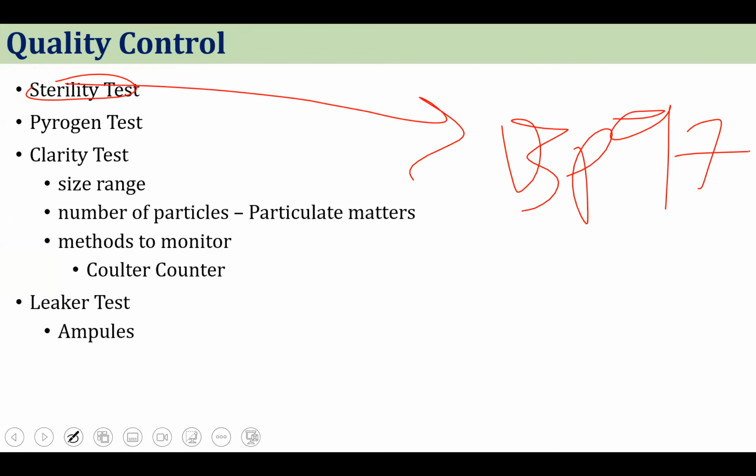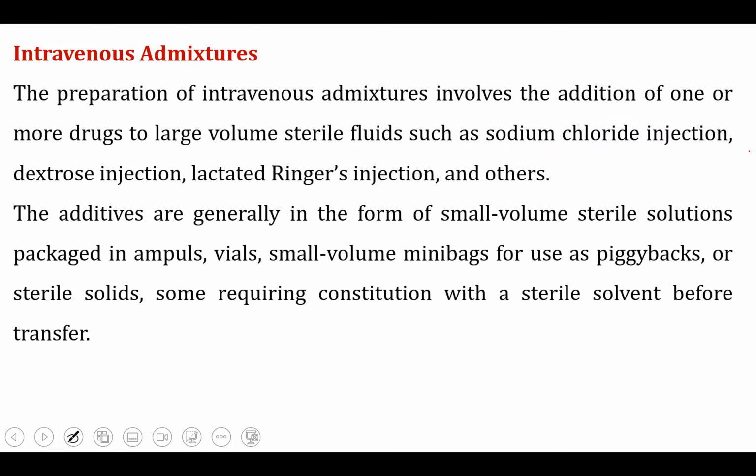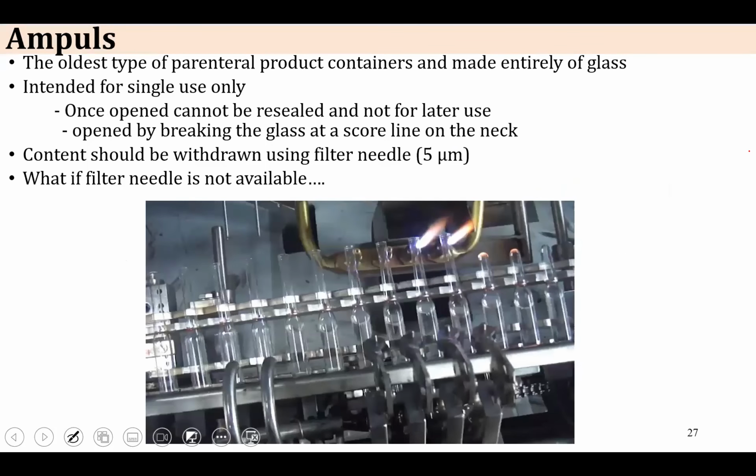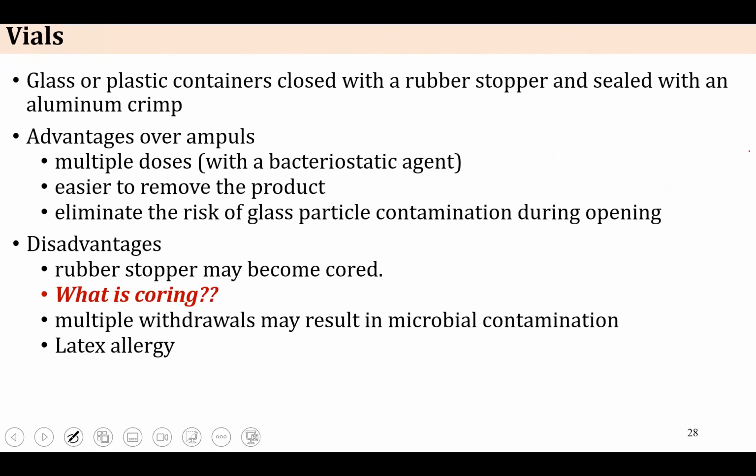We have equipment to check whether there are particles in it or not. And the leaker test, I think we discussed, is when you seal the ampule, there is always a chance that it might not seal completely, so we have to do that as well. Types of ampules and vials: you will definitely see one question on ampules and one on vials, advantages and disadvantages of each of them, correct? The coring: what is coring, how does it happen, and what could be the reason for coring in the rubber stopper. That is important for you to know.